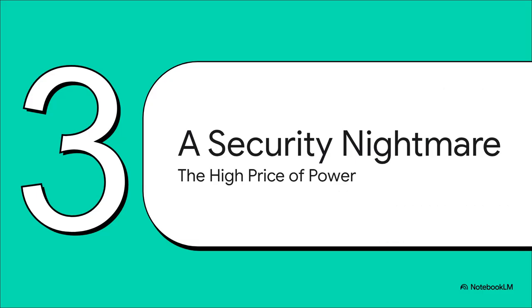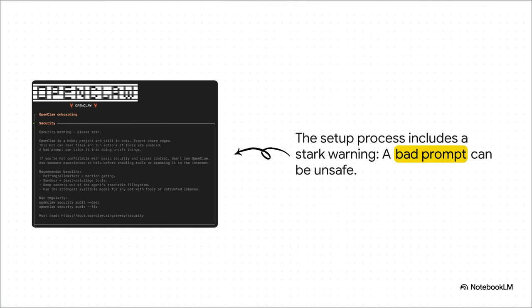Okay, but all of this power, this ability for an AI to act on its own, it comes with a massive catch. So now let's talk about the dark side of OpenClaw, the very high price of all that power. This is literally one of the very first things you see when you go to install OpenClaw. It's not hidden in some user agreement you'll never read. No, it's right there, front and center in the terminal.